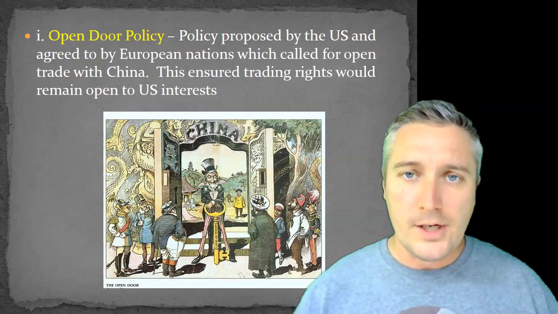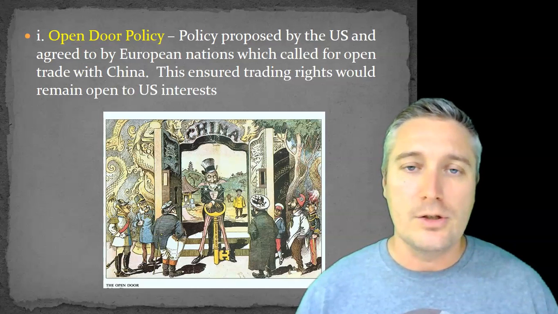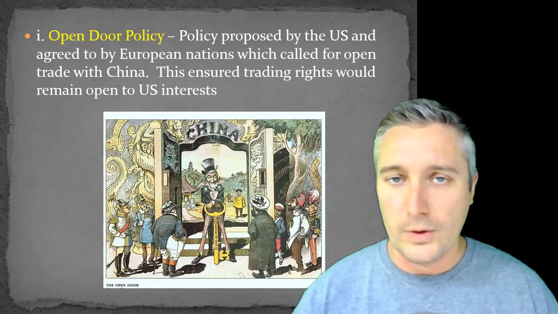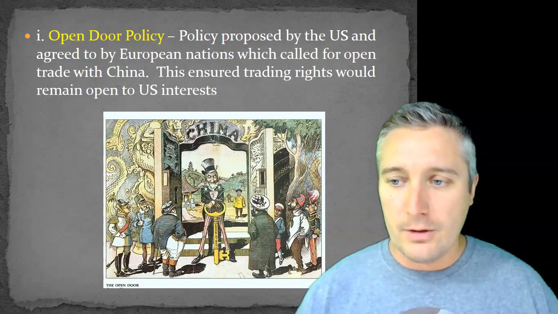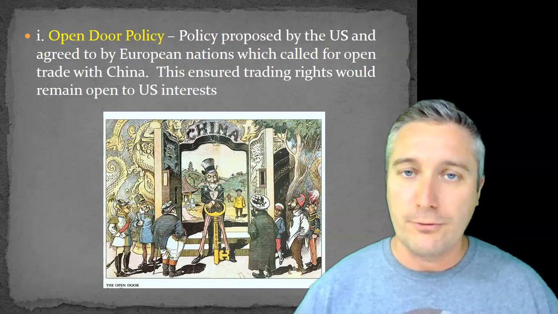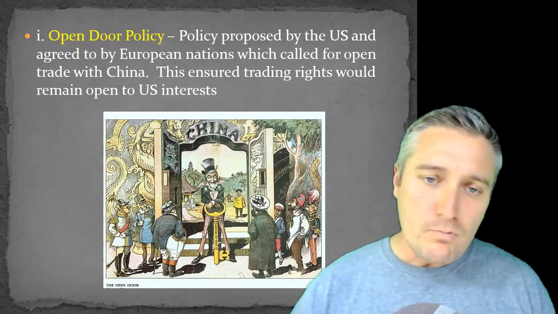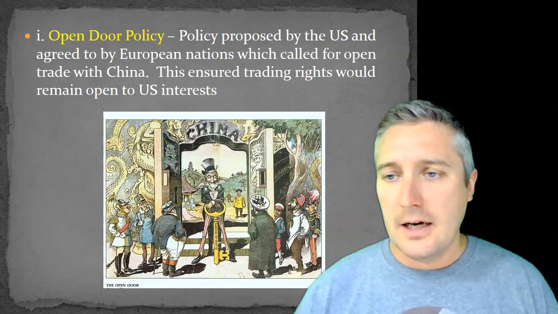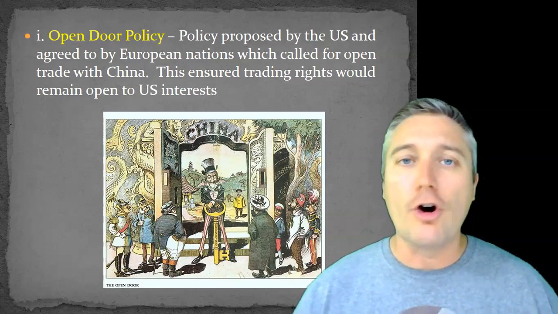And so we suggested a new policy for how to trade with China and try to get the European nations on board with it. We called it the open door policy. And here America's kind of turning more towards the free market capitalism we talked about earlier. But the open door policy was proposed by the United States to European nations, and it said we can all trade with China.